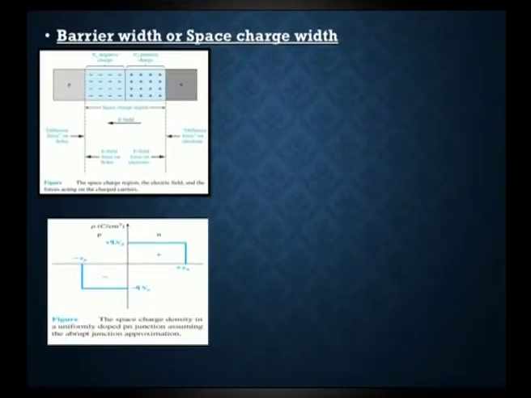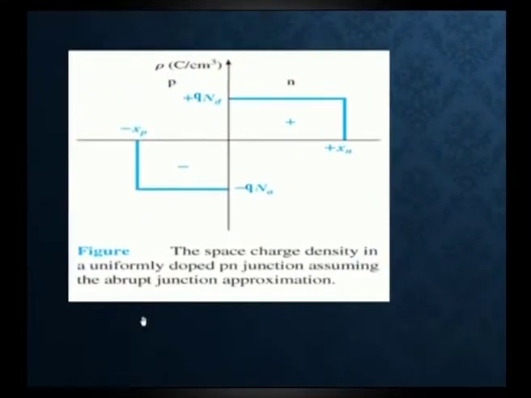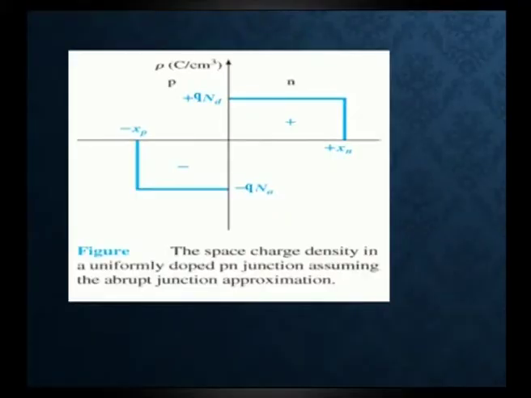In this picture we can also observe the space charge density in a uniformly doped p-n junction, assuming the abrupt junction approximation. Abrupt junction means that in the p-n junction, if we consider the P region, Nd will be completely 0, and in the N region Na will be completely 0.